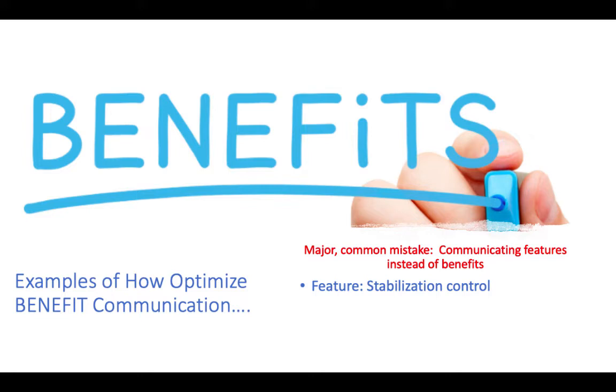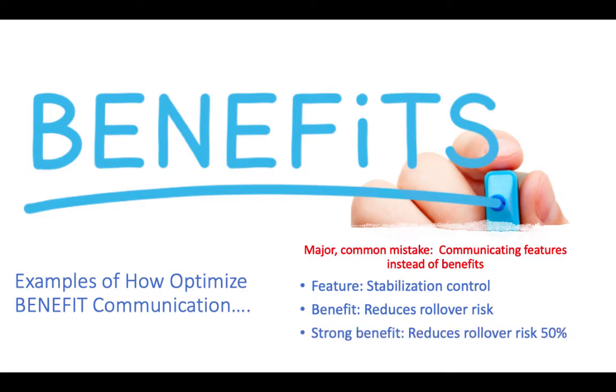So the way they could make that stronger was to tell me first, kind of a weak benefit communication, it reduces rollover risk. The reason I say weak, it's stronger than saying just stabilization control. The reason it's weak is reduces by how much? 1%, 100%, 50%, whatever. I have no idea. In the world of advertising, I kind of say, well, if they say reduction, maybe it's only 5 or 10%. But see how much stronger the benefit gets when you get specific. Reduces rollover risk by 50%.